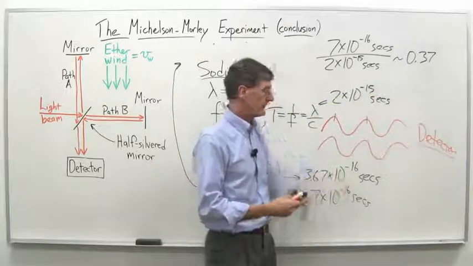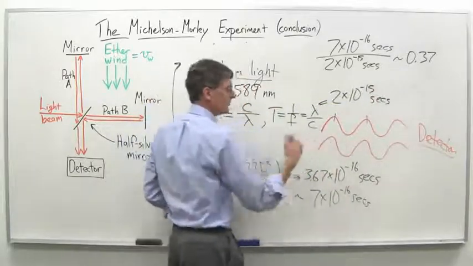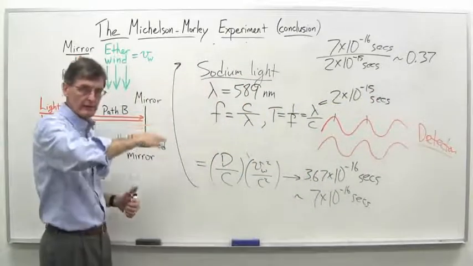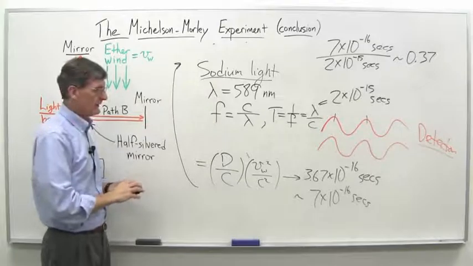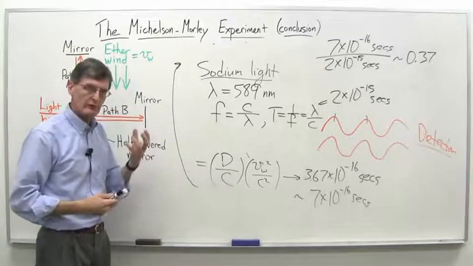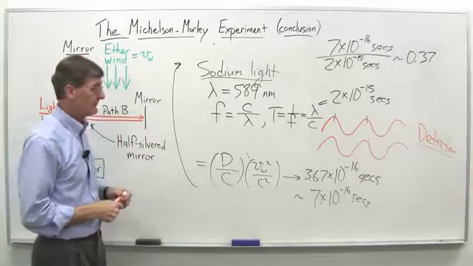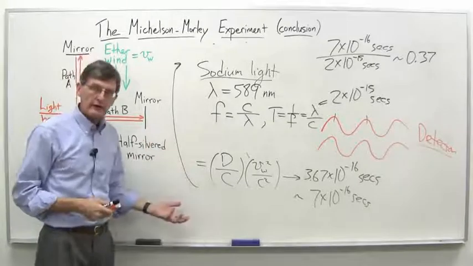A third of a period meant that actually the light and dark areas would shift slightly by about a third. And again, with the apparatus they're using, it should in principle be pretty easy to see. So what did they find?